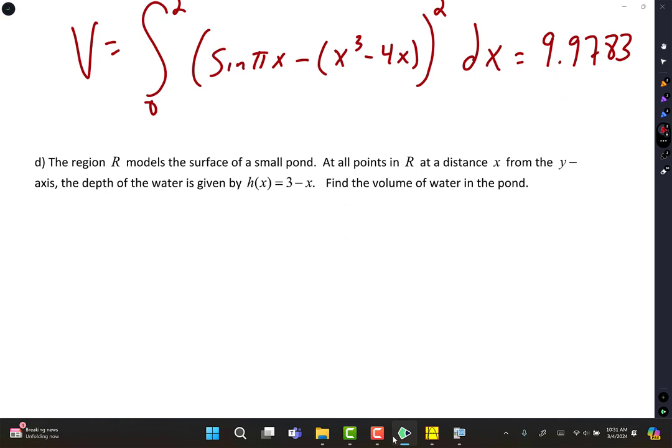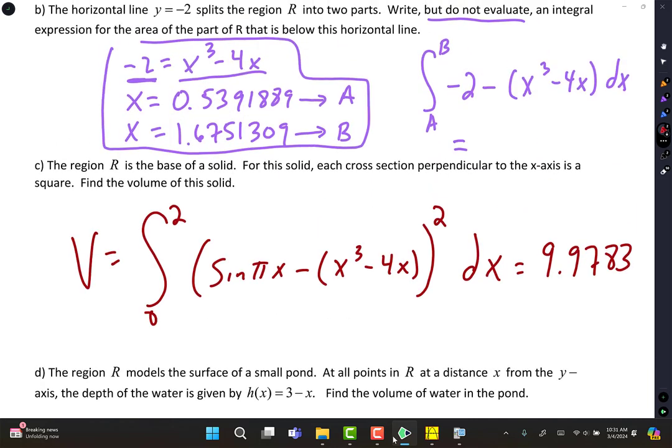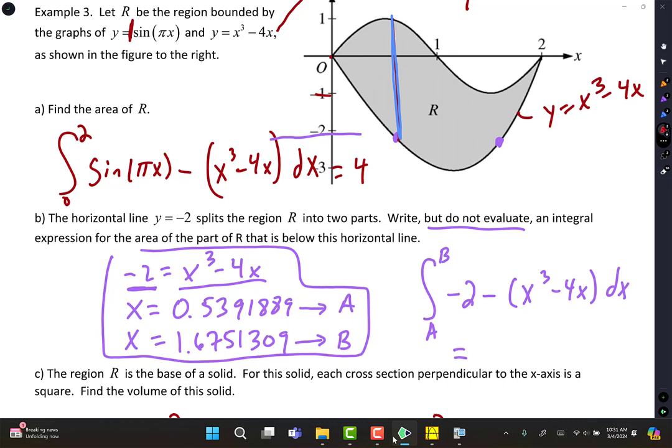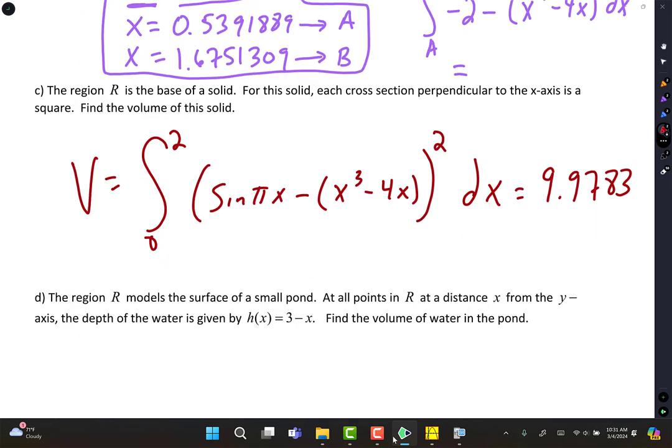The region R models the surface of a small pond. Okay. So imagine you're a bird. This is a bird's eye view. That's the surface of a small pond. Are we okay so far? All points in R at a distance x from the y-axis. Okay, so all points at distance. The depth of the water is given by. Okay, so depending on what x value you're in, this is the depth.